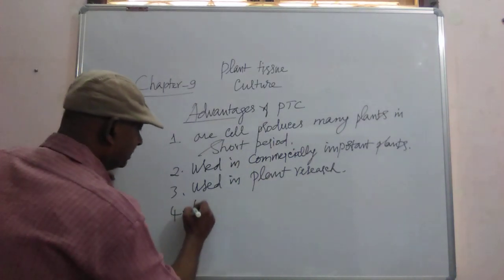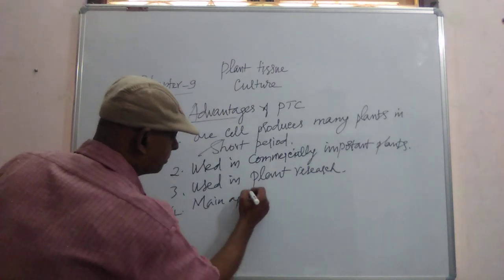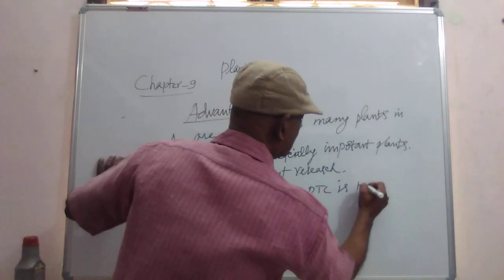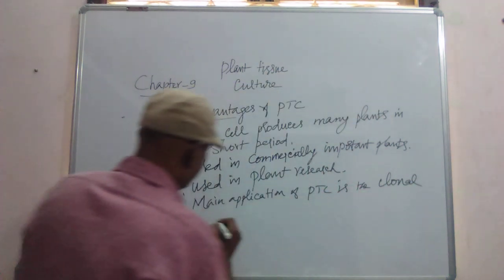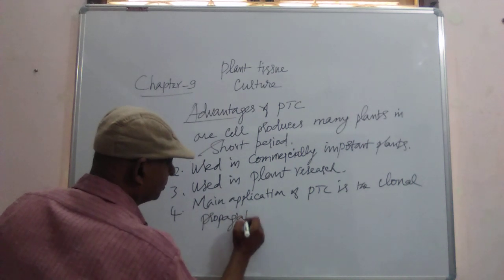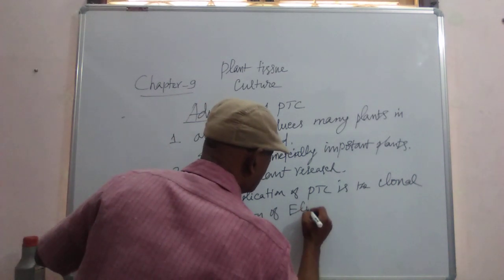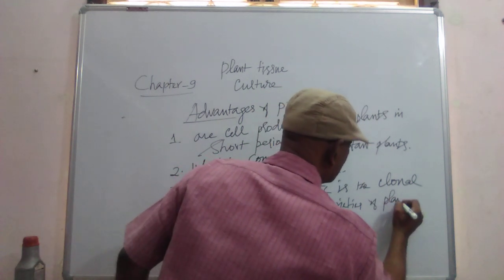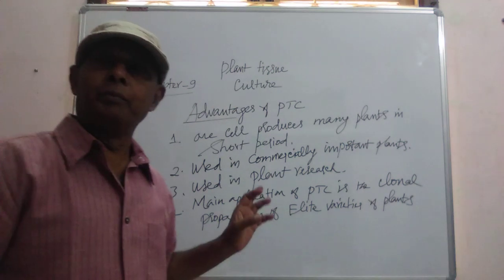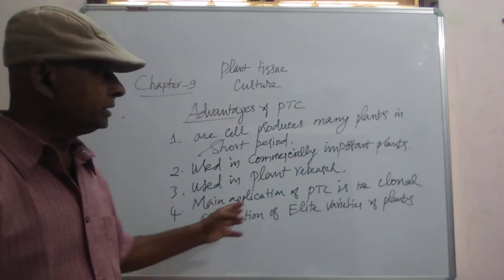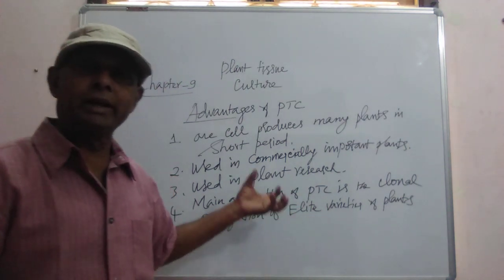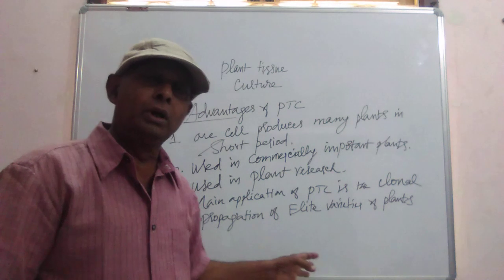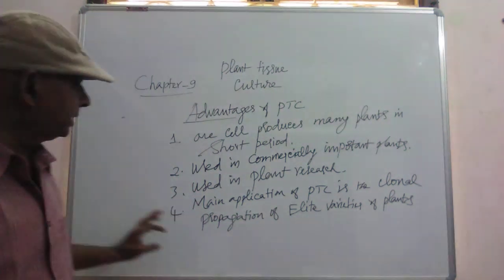Fourth one is the main application of plant tissue culture, the clonal propagation. That means it is the clonal propagation of varieties of plants. Varieties means very important plants, commercially very important, economically very important, medicinally very important. Those very important plants are called elite varieties.